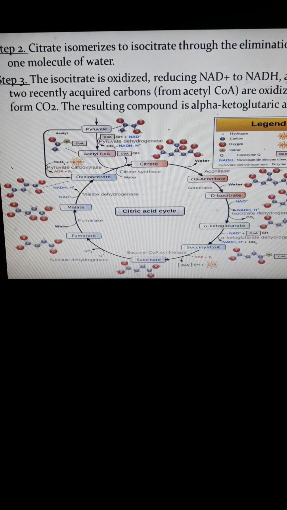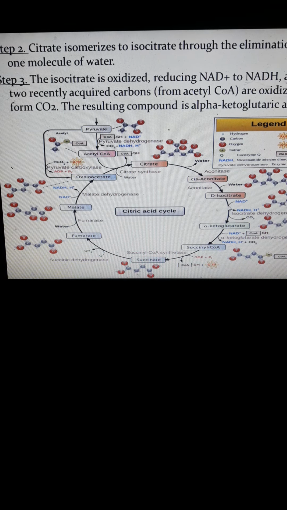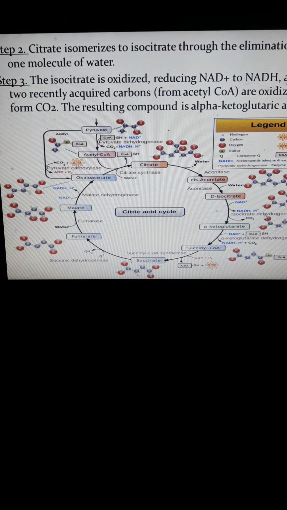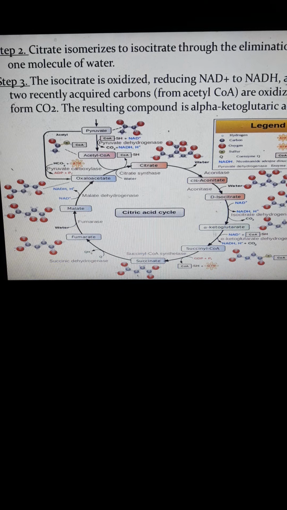So in step number 3, remember class, the isocitrate will be oxidized and reduced by the reducing agent NAD that is converted to NADH plus H. Okay, and then it undergoes a dehydrogenation process that is acted on by the dehydrogenase enzyme. So there is a removal of carboxyl group. It will form alpha ketoglutaric acid or what we call alpha ketoglutarate.